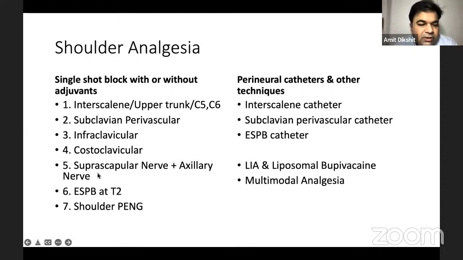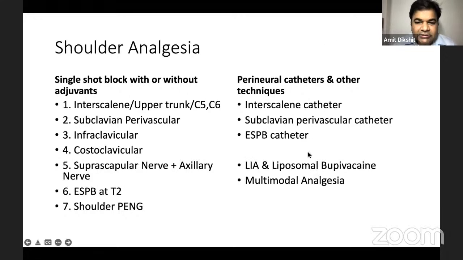Suprascapular nerve plus axillary nerve, the isolated blocks can be given. Or nowadays people are talking about ESPB block at T2, and this is also one of the strategies. And recently there are 2 case reports on PENG block in shoulder area. We are aware of hip block and PENG, but nowadays people are talking about shoulder PENG as well.